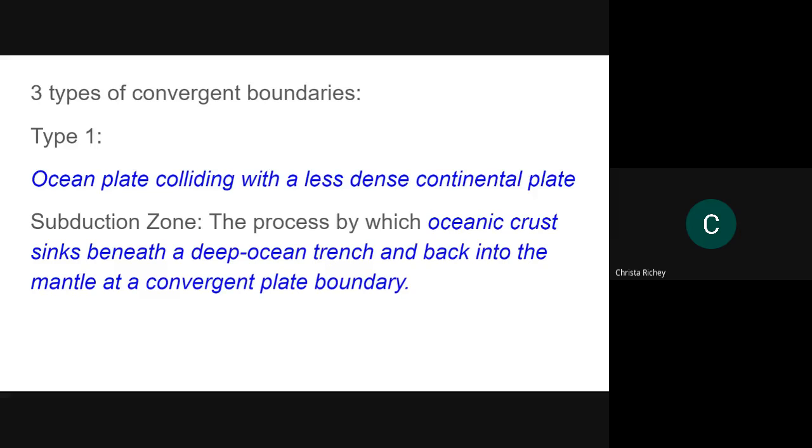Oh, but there is one more. What likes to happen here at a subduction zone is a volcano. There are very, very specific surface features that appear in each of the types of convergent boundaries.